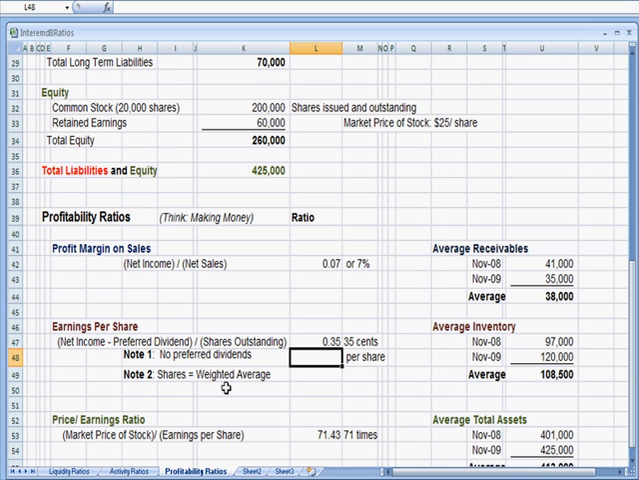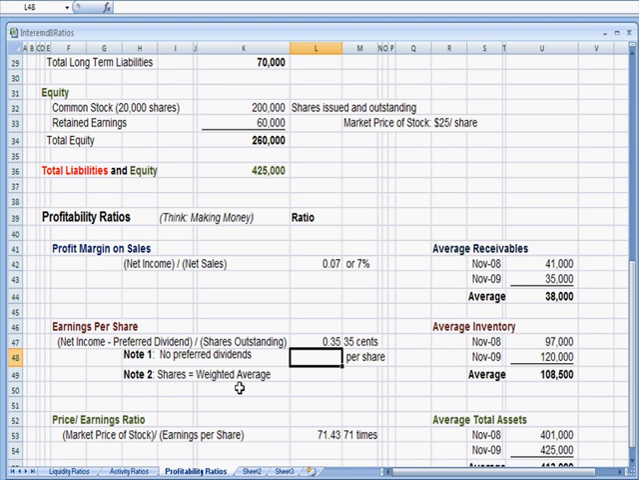One last thing is that we have weighted average here. We would take a weighted average of the shares, beginning of the year, end of the year, divide by two. I didn't do that math here, but just to let you know, that normally the denominator of shares outstanding is weighted average.